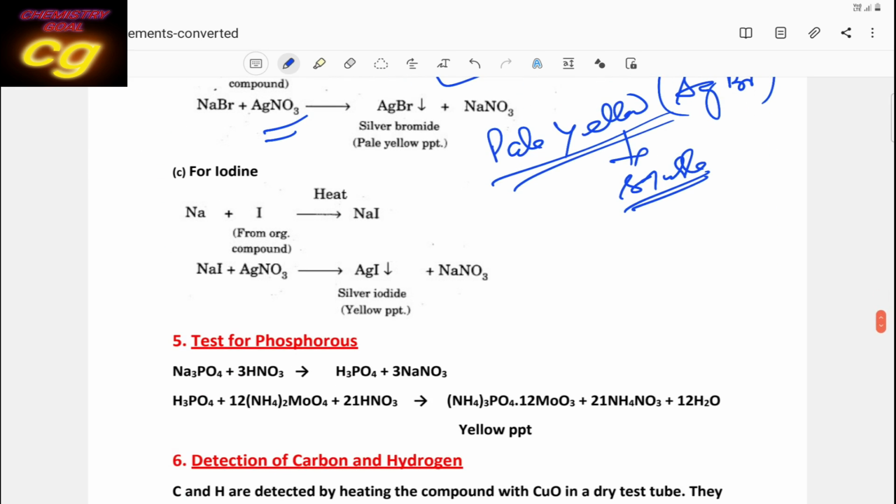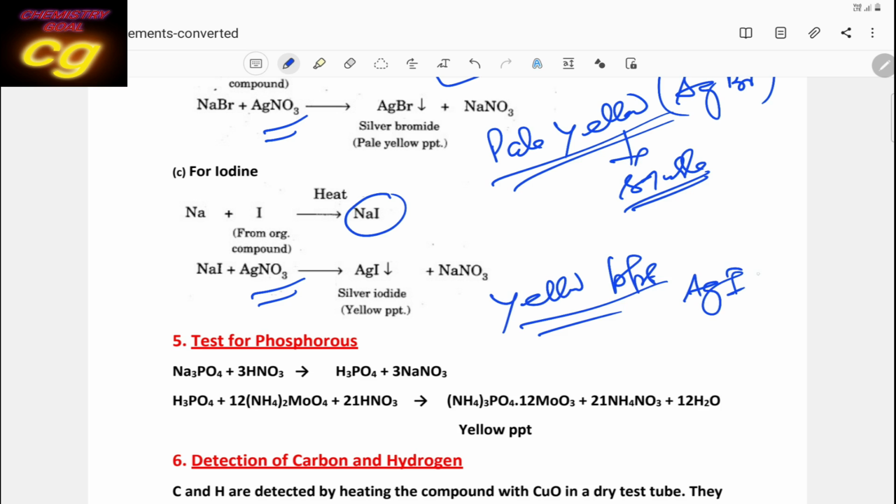Similarly for iodine: if the organic compound contains iodine, the Lassaigne's extract contains sodium iodide. When you add silver nitrate solution to the Lassaigne's extract containing sodium iodide, a yellow precipitate of AgI is formed. Silver iodide is yellow in color. So silver iodide is formed.